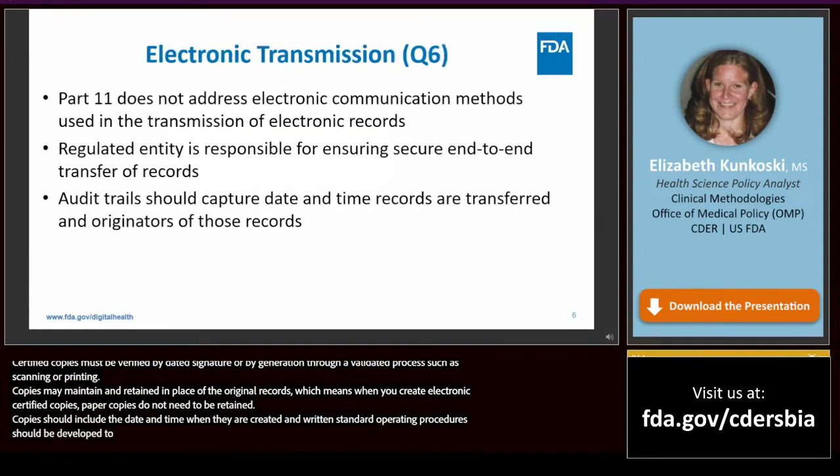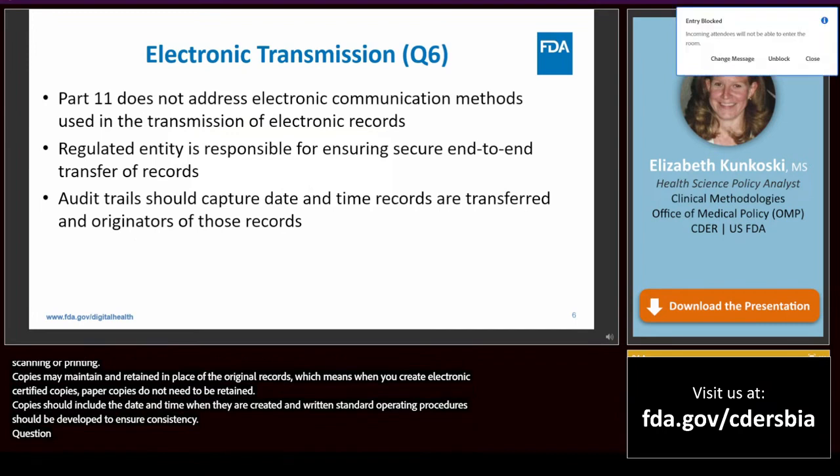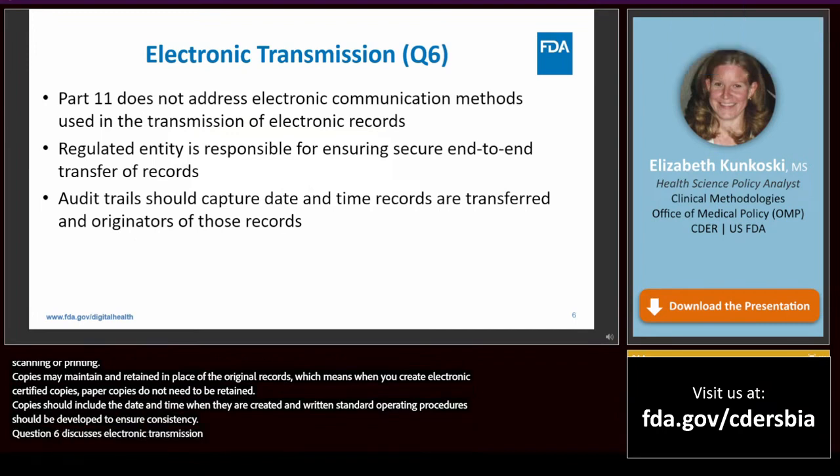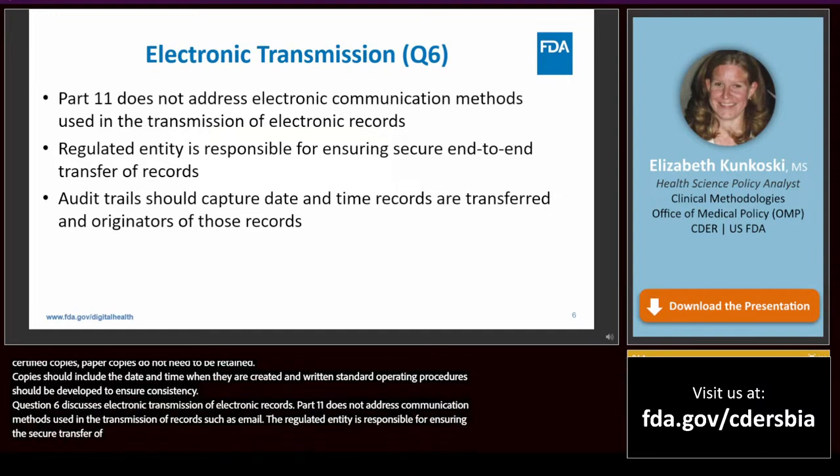Question 6 discusses electronic transmission of electronic records. Part 11 does not specifically address electronic communication methods used in the transmission of records, such as email. The regulated entity is responsible for ensuring the secure transfer of records. Audit trails should capture the date and time and originators of those records.